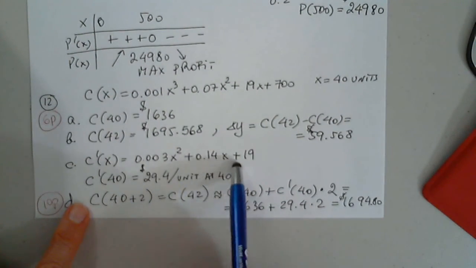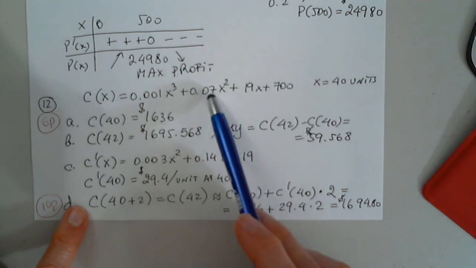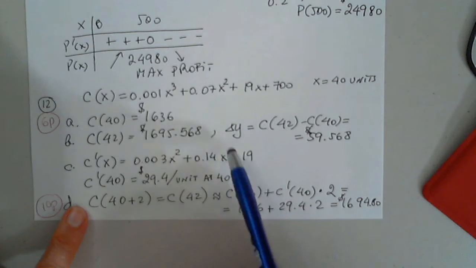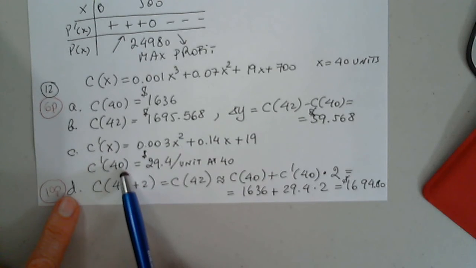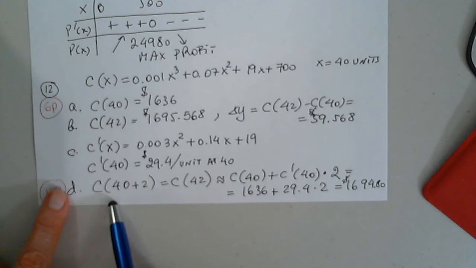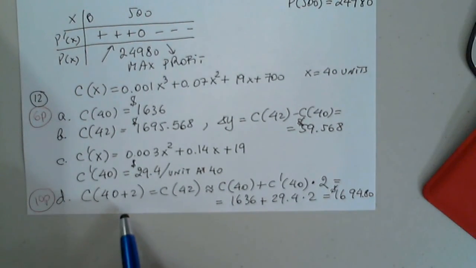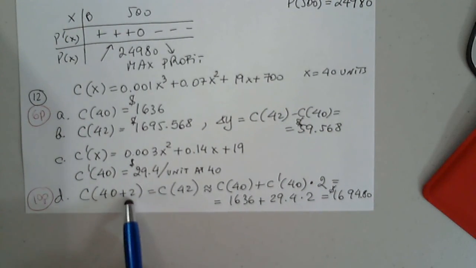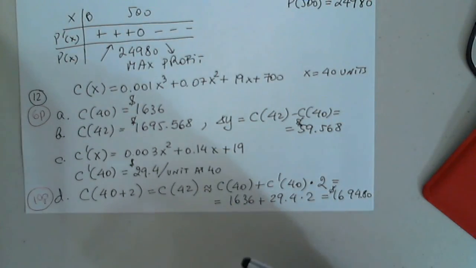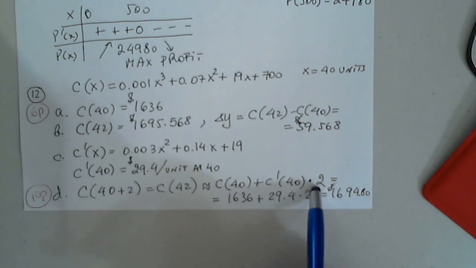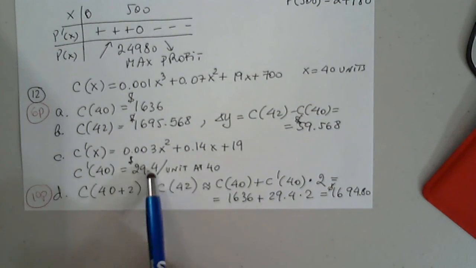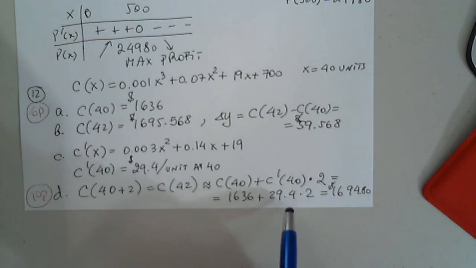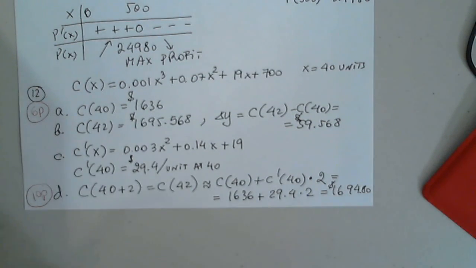Then I was asked to find the marginal cost: bring down 3, plus multiply, subtract 1 from the power, multiply by 2, subtract 1 from the power, and the derivative of 19x is 19. We were asked to determine the marginal cost for 40, and that's what it is. And then we were asked to use differentials to determine the cost for 42 using the cost of 40. So C of 42 is C of 40 plus 2, and from the formula that we used on a previous problem, C of 40 plus C prime of 40 times 2. C of 40 is this, C prime of 40 is this, and 2 is 2. Calculate, and you get 1,694.80. Thank you.